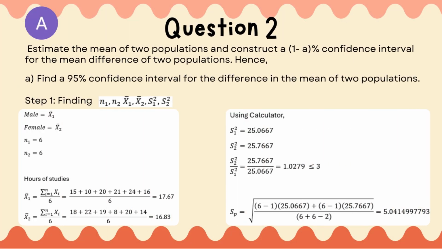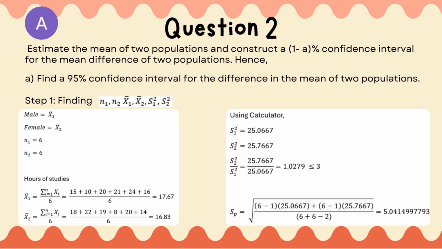Hi, it's Amirul Syahmi here, and right now I will be presenting question 2. Question 2 states: estimate the mean of two populations and construct a 1 minus alpha percent confidence interval for the mean difference of two populations. Hence, find a 95% confidence interval for the difference in the mean of two populations.